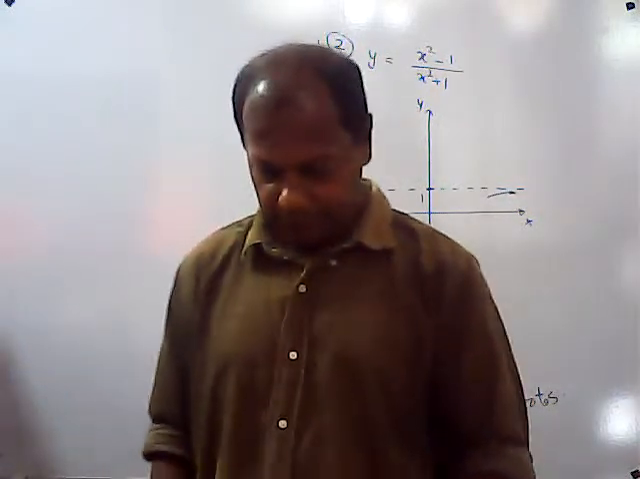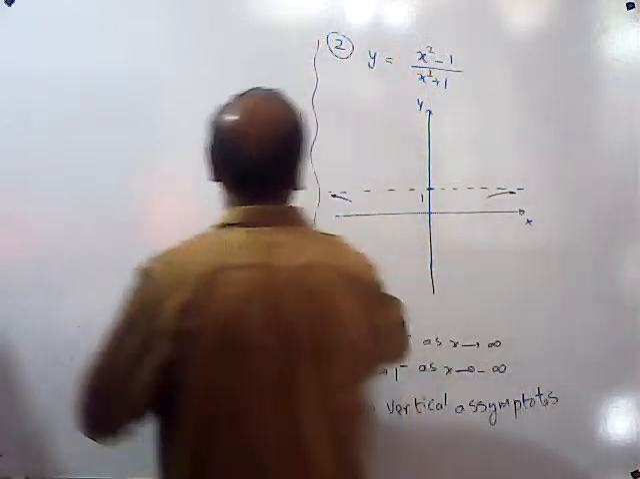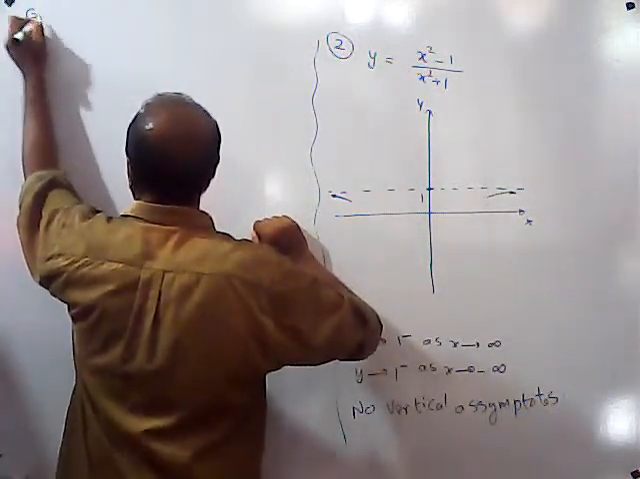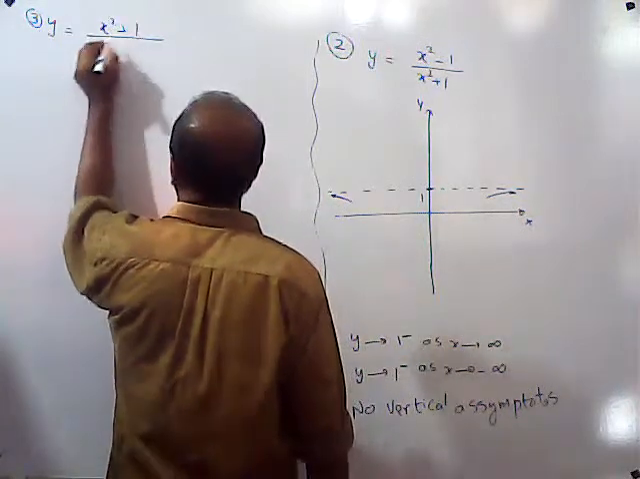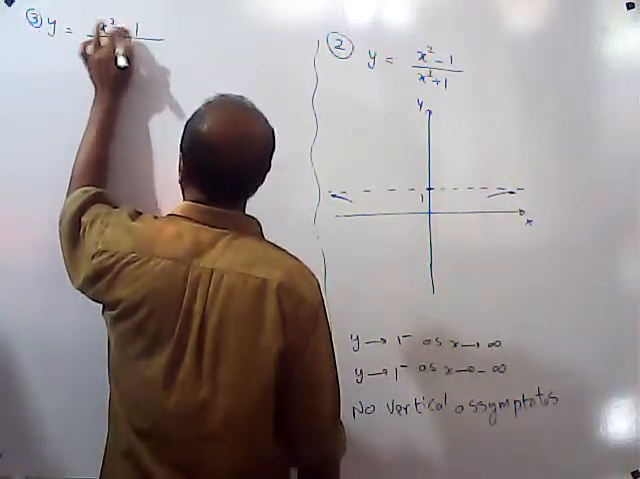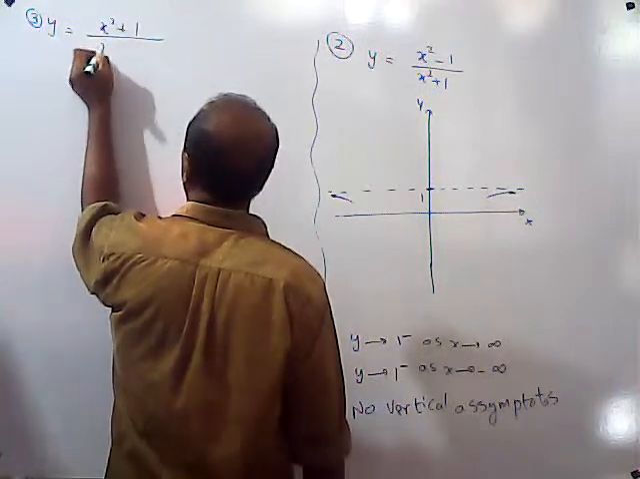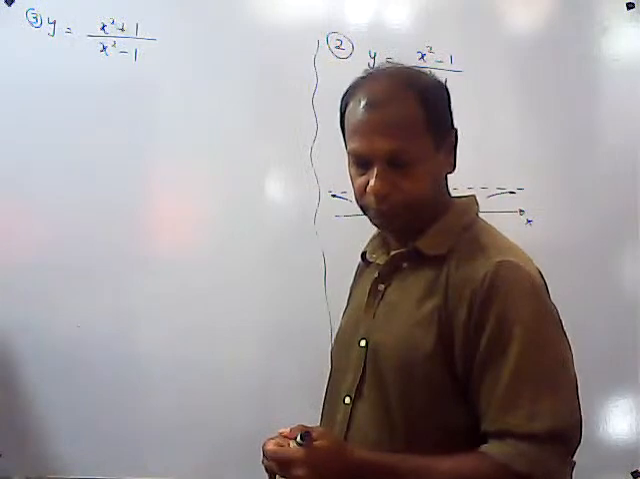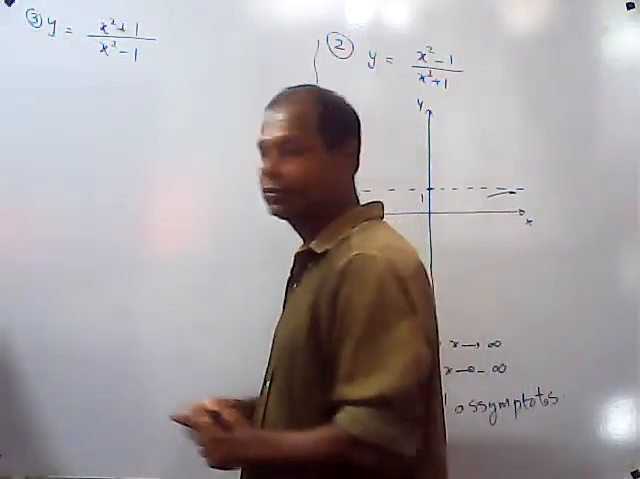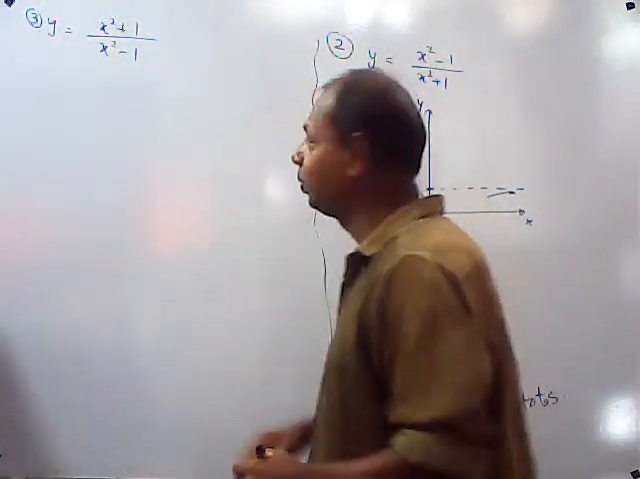Okay, next is like the reciprocal of this. y equals (x squared plus 1) over (x squared minus 1). Right. Just to check the horizontal asymptotes.